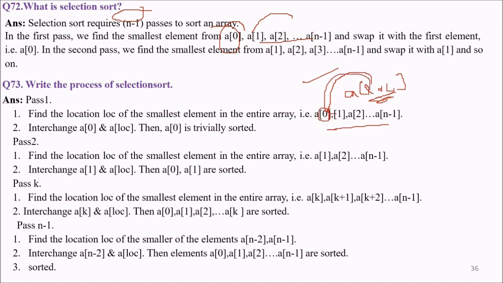Then we find the location of the smallest element in the array again. Because A0 is already done, we don't take A0 here. We start with A1 and go up to A N minus 1. We find the smallest one and replace it with A1, and we do it likewise.